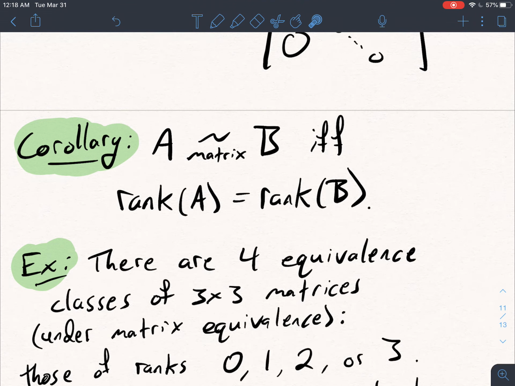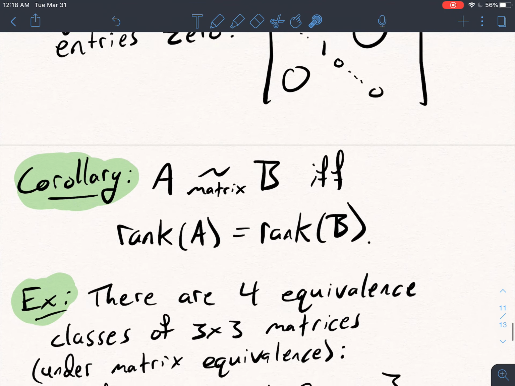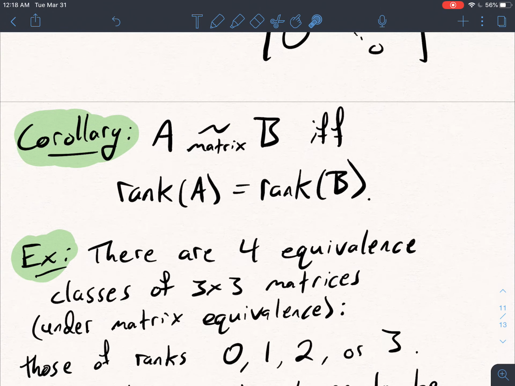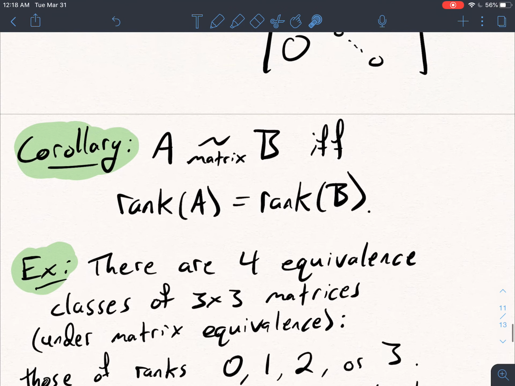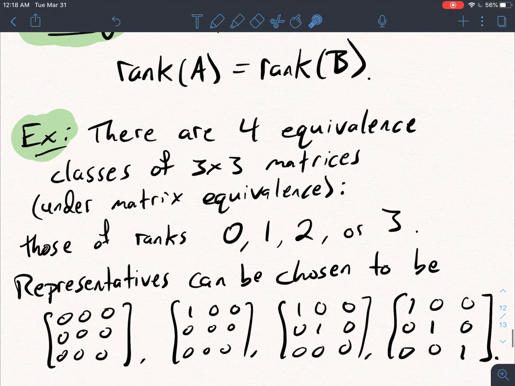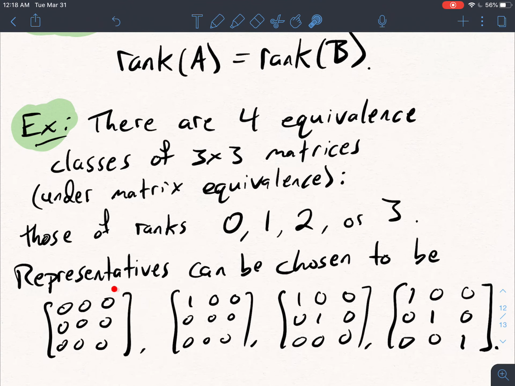Okay, so one last example. We can use this corollary to classify equivalence classes under matrix equivalence. So there are 4 equivalence classes of 3 by 3 matrices under matrix equivalence, and they correspond to the matrices of ranks 0, 1, 2, or 3. You could have any of these 4 ranks as a 3 by 3 matrix, and so therefore there are 4 equivalence classes because every matrix is matrix equivalent to one of the following representatives.